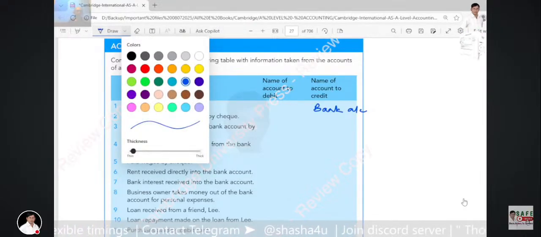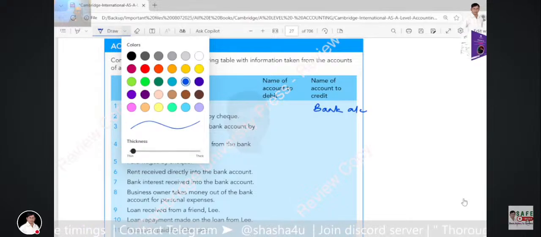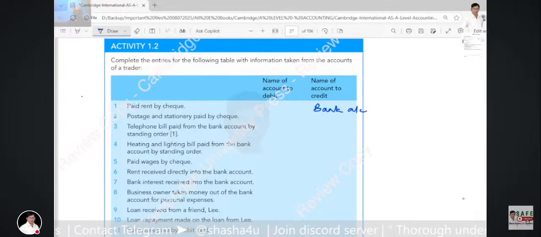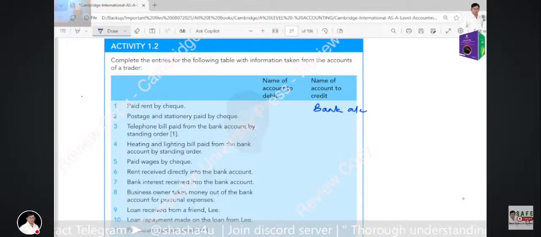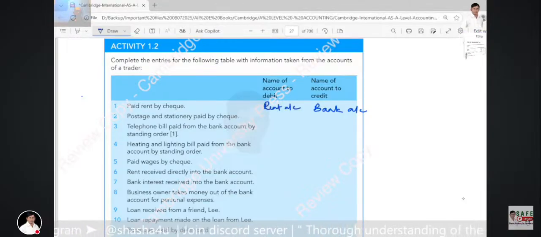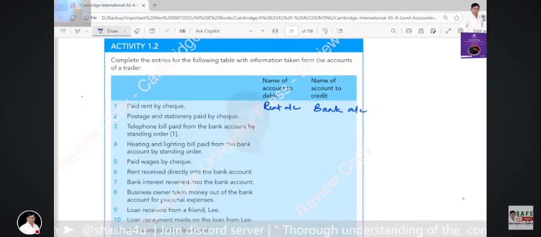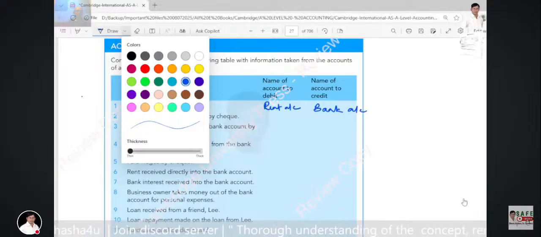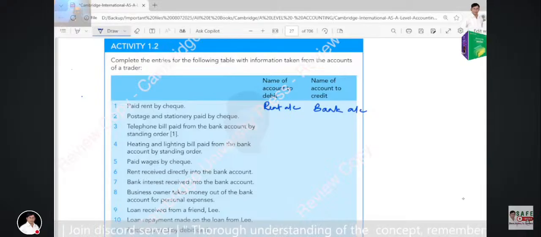45,000 this side also, 45,000 this side also. So this will become paid rent. Rent is an expense. Debit all expenses and losses. Rent account. So here it is. This will become balance brought down. So 7,000, 7,000, 8,000. Balance brought down 8,000. So postage and stationery paid.